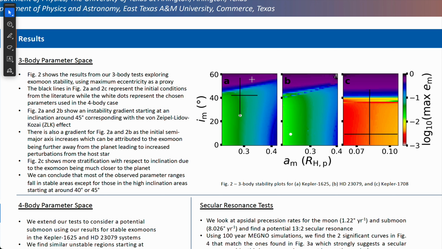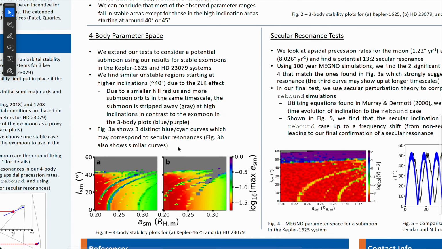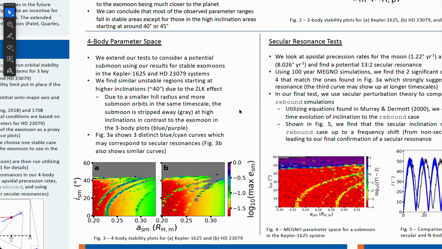We also see a gradient along the x-axis where a larger semi-major axis of the moon leads to higher eccentricity due to more perturbations by the host star. In conclusion, we see that most of the parameters from the literature fall within the stable regions except for a few select high inclination cases. Moving on to the 4-body case, we see a similar result at higher inclinations due to the ZLK effect.